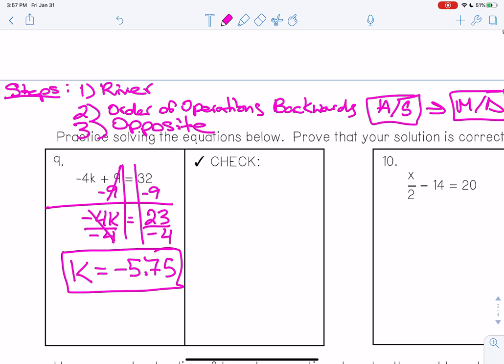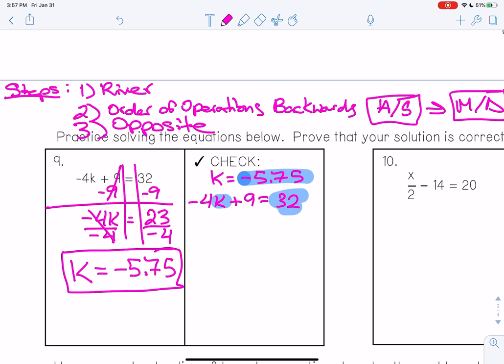Okay, so now we can check to see if we did this correctly. In the problem, when we solved it, we got k equals -5.75. Okay, and the original problem said -4k plus 9 equals 32. So to check our problem, what we do is, if we think that k equals -5.75, then where there's a k in the original problem, we're going to substitute that in. And we're going to see, does it equal 32? If it does, then we know we did it correctly. If it doesn't, we know something's wrong.